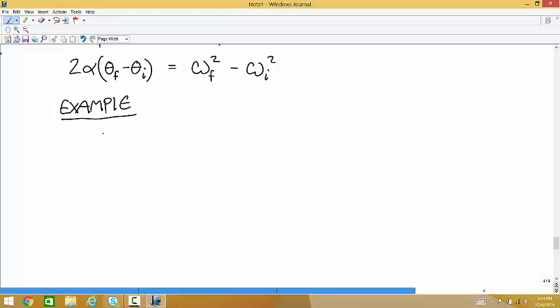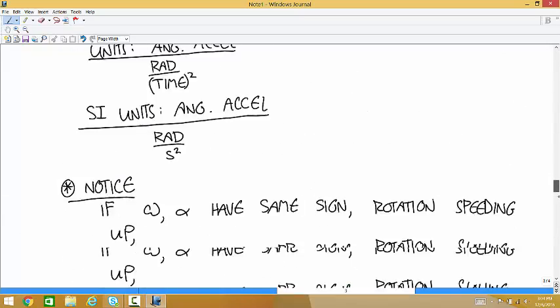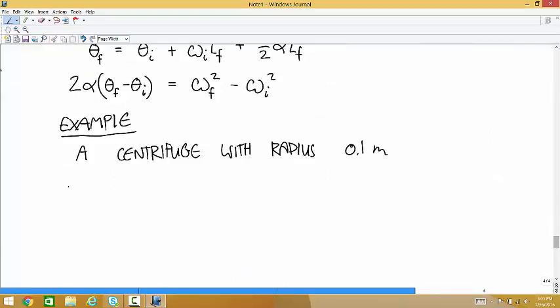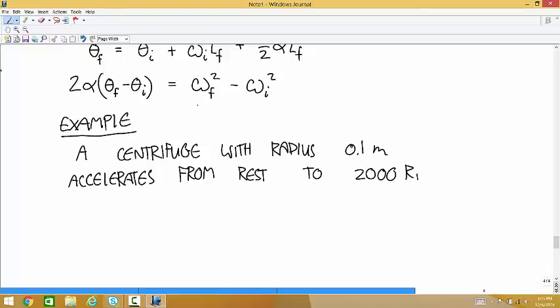Okay, so let's say that a centrifuge with a radius of 0.1 meters accelerates from rest to 2,000 RPM in 1 second. I don't know, is that possible? Who knows? Impossible to know.